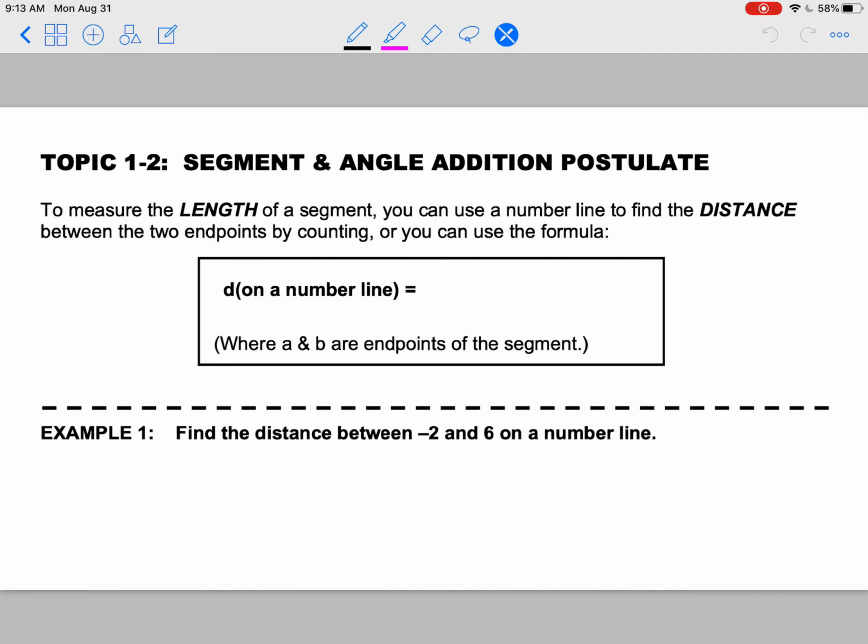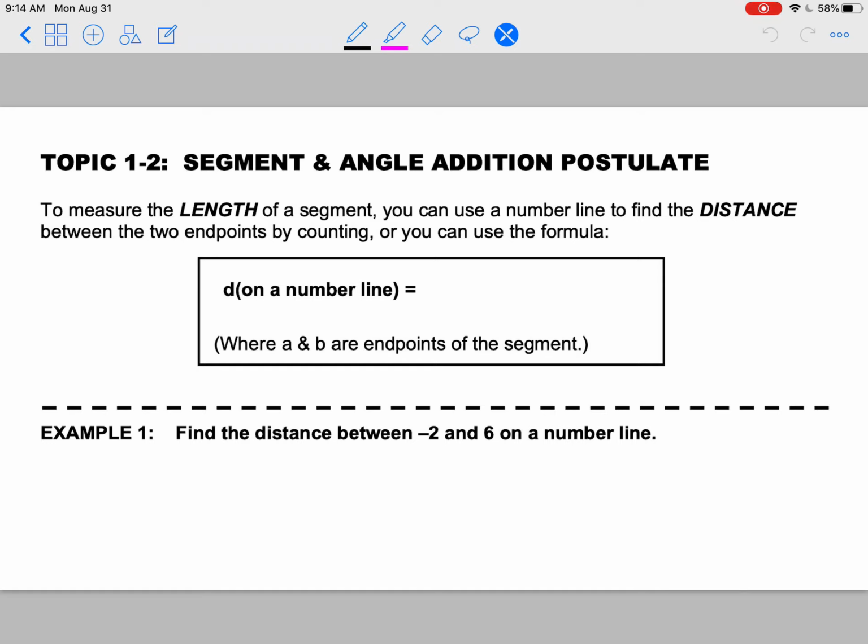Okay, today we're going to talk about segment and angle addition postulate. And before we talk about what that postulate means, let's talk about the definition of length and distance. Remember, the length is how long something is, and we use length to find distance. One thing that we're going to use today are segments. And remember, the definition of a segment is a piece of a line that starts and stops.